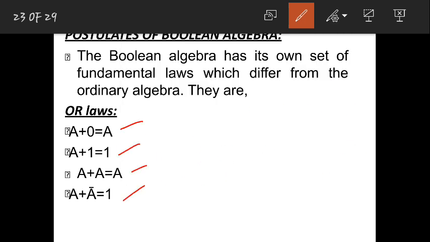So remember, whenever you are ORing with 0, whatever you are ORing with 0, that something will be the result. Whenever you are ORing something with 1, then always 1 will be the result. Whereas if you OR the same variable, A OR A, the answer will be A itself. But if you always OR it with a complement, then the result will be 1. These are the OR laws.